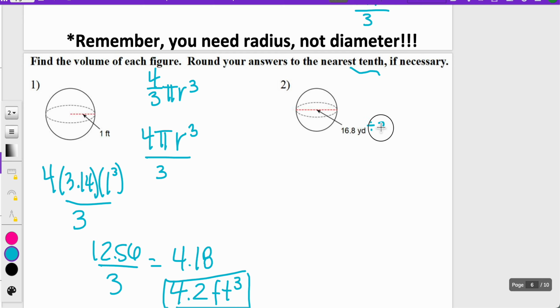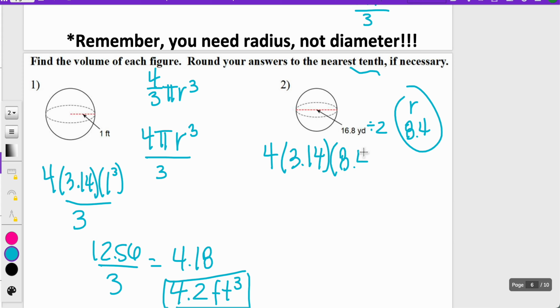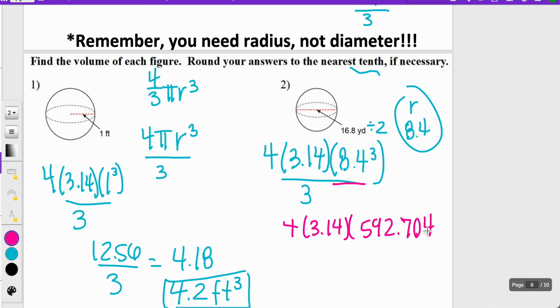Okay. Next, for number 2, that is our diameter. So what we need to do is divide that by 2. So when we divide by 2, we get 8.4 as my radius. So now I can take 4 times pi times 8.4 cubed and then divide everything by 3. I'm going to go ahead and find out what 8.4 cubed is. That's 8.4 to the third power, or 8.4 times 8.4 times 8.4. So now I have 4 times 3.14 times 592.704, and then I'm going to divide that by 3.